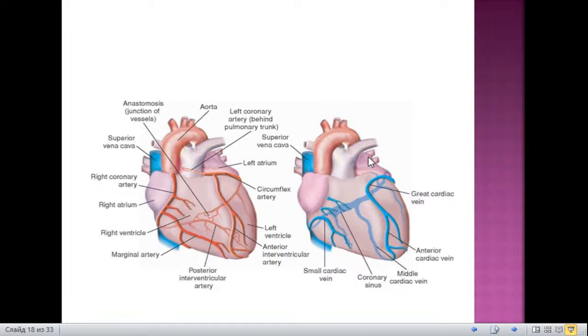And about the small cardiac veins, they are called venae cordis minimae, so they are the smallest. These small numerous veins collect blood chiefly from the endocardium.